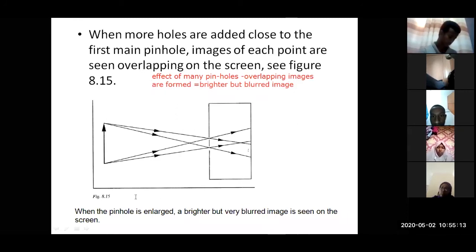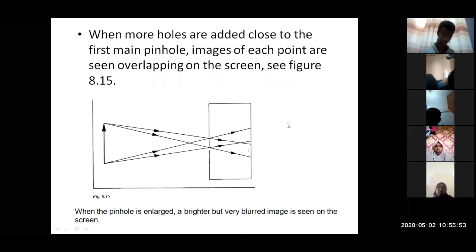Then, effect of a larger pinhole. That's the summary we put, effect of an enlarged pinhole. Then we put a dash, effect of an enlarged pinhole. The same thing, you quote this, a brighter but blurred image is seen on the screen. Okay. All of us have put that short summary.